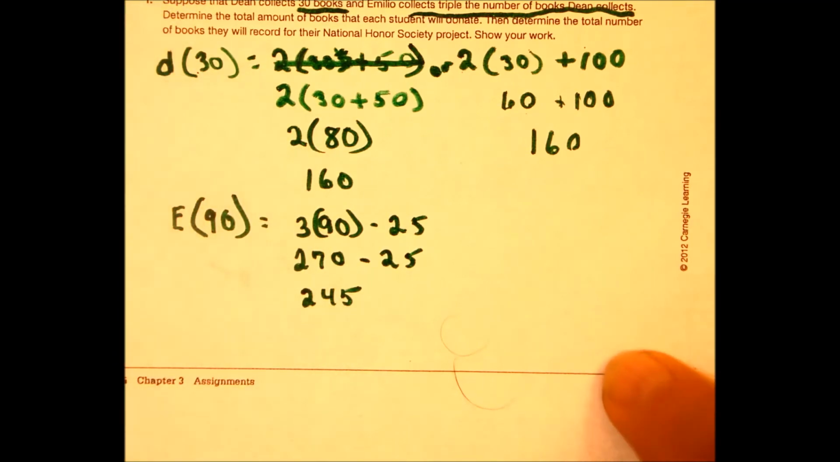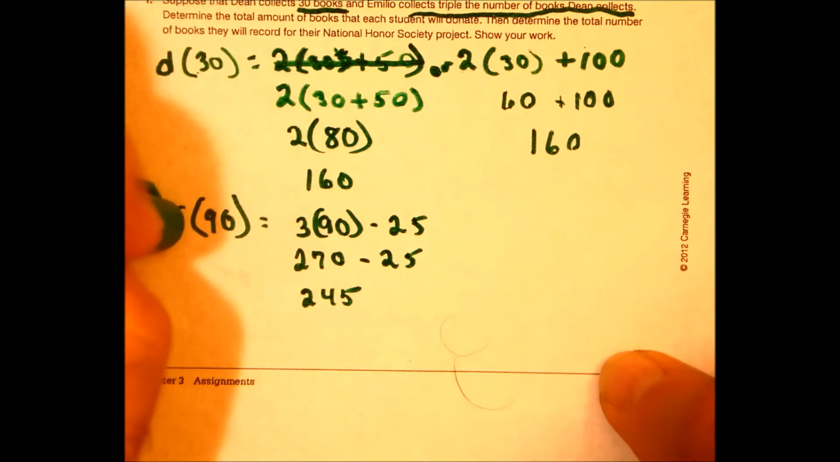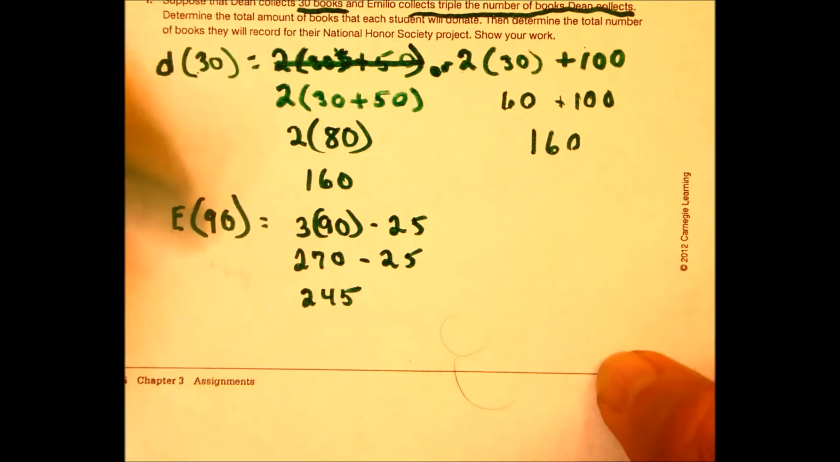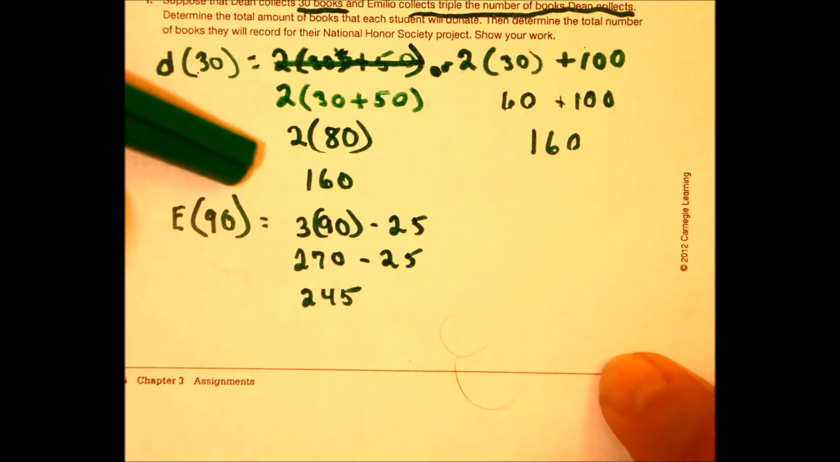Now remember, I haven't written any of the sentences for this. So this is how I know if you're doing it on your own, because you should be writing words. This is just the math, okay? So here we go. How many books did Dean collect?